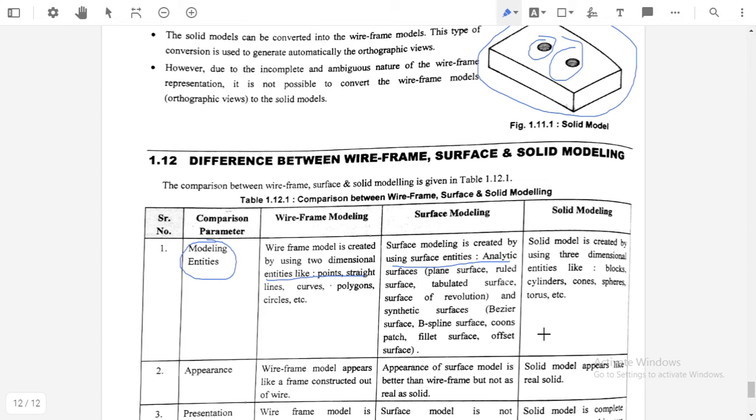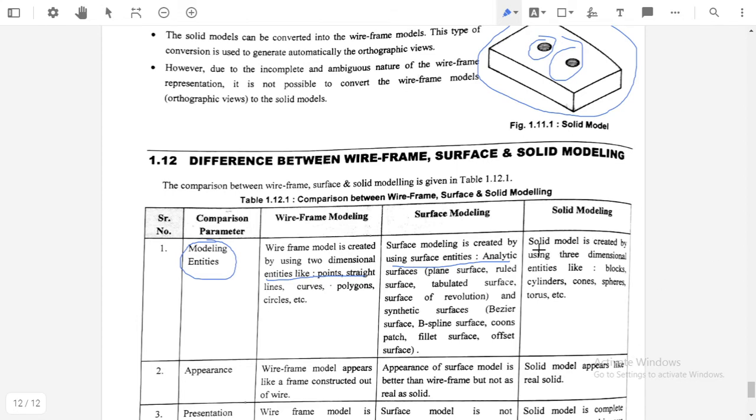We will discuss these names, that is what is meant by Bezier surface, what is meant by beta spline surface. All these things we will discuss in detail in the surface modeling part. In the next unit there is a detailed study of surface modeling. At that time we will discuss this, but here only remember that these are some surface entities which are used in surface modeling.